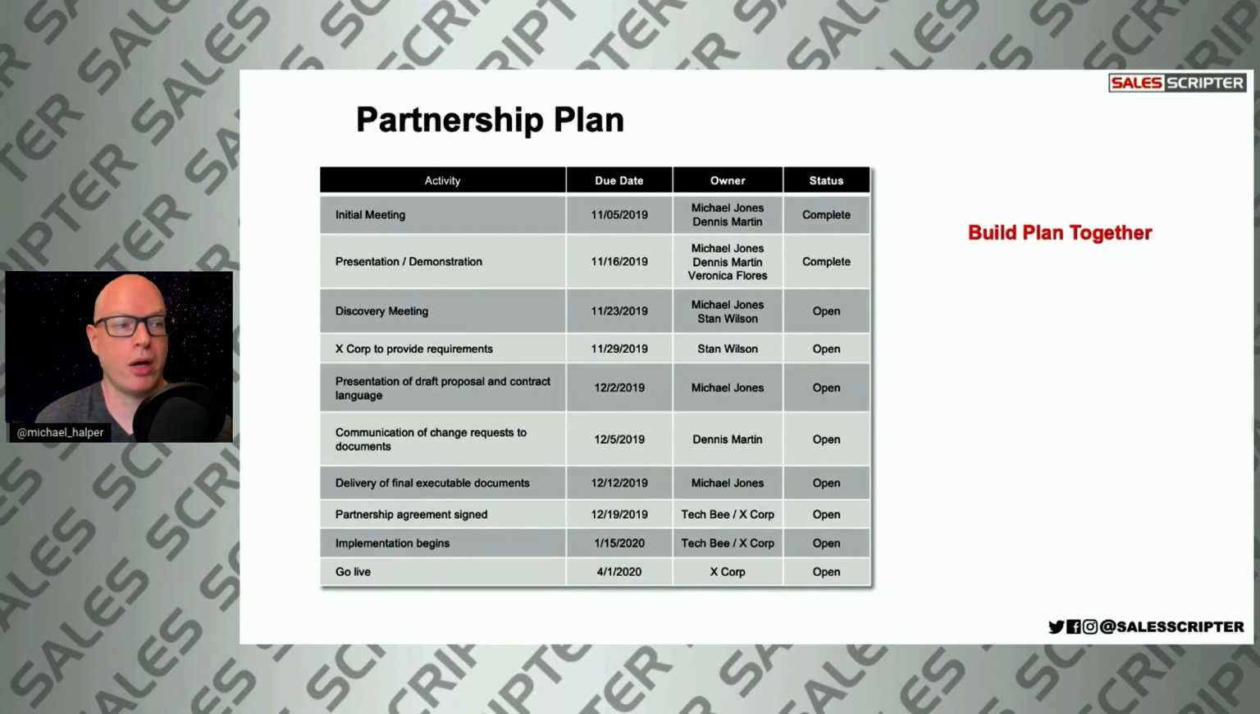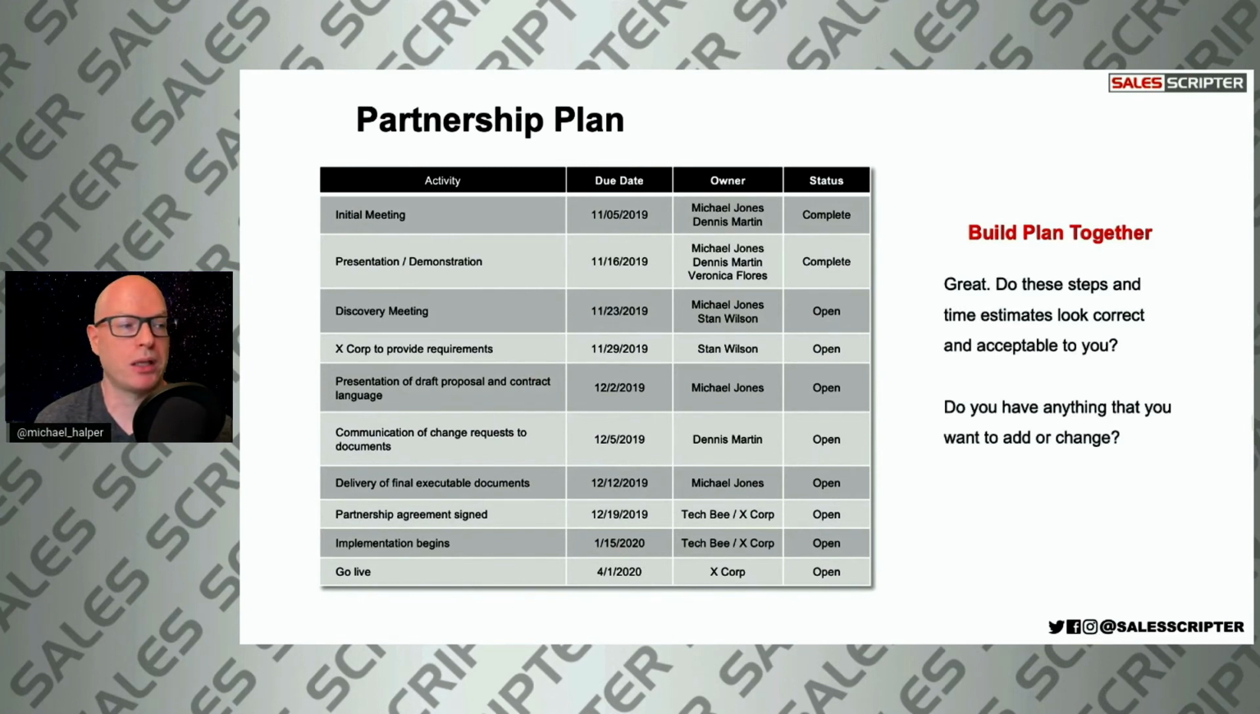If they do agree, okay, yeah, we agree to the next step, then the next thing you'd want to do is work with the prospect to finalize and fine tune the partnership plan. And what that might look like is you have all these steps here. These are steps that you probably put together with some assumptions you make and your knowledge of how you worked with previous customers. So work with the prospect and say, great, do these steps and estimates look correct and acceptable to you? You get them to add any steps that you might have missed. You can fine tune the owners, fine tune the dates. And then once you've done that, you can agree on, okay, great, we agree to this. This is the plan we're going to use moving forward.